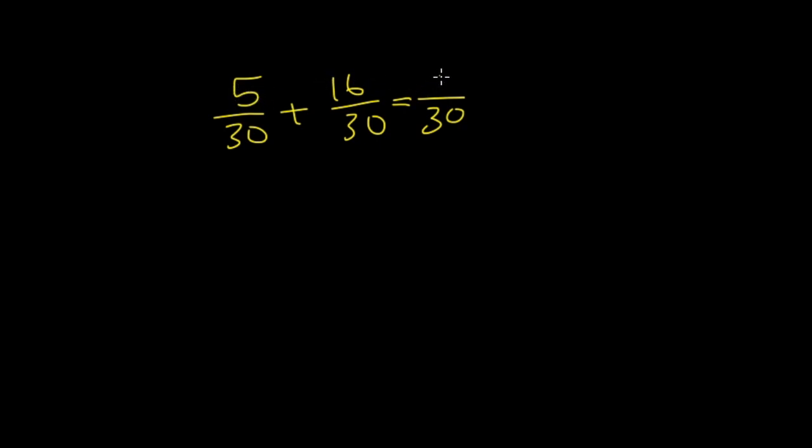So another example of this is, let's say I have 5/30 plus 16/30. The denominator is the same, so I can leave it as the same for the answer. 5 plus 16 is 21, so I have 21/30.